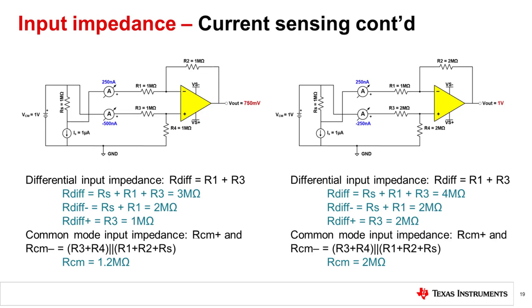Let's take the case where you are stuck with this 1 megaohm shunt resistor. How can we alter the 4 resistors around the difference amplifier for high accuracy? We can use the equations for differential and common mode input impedance. RDiff is defined as the sum of the two input resistors. Ideally, this is dominated by R1 plus R3.